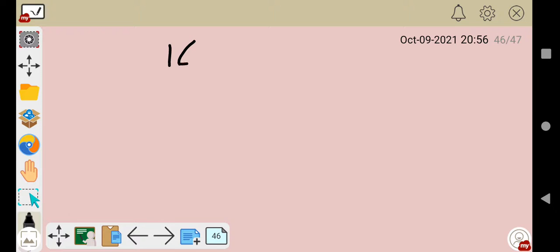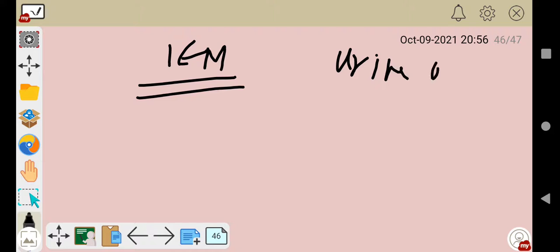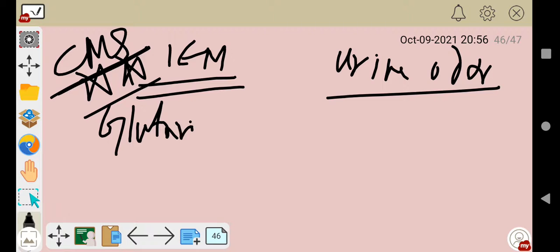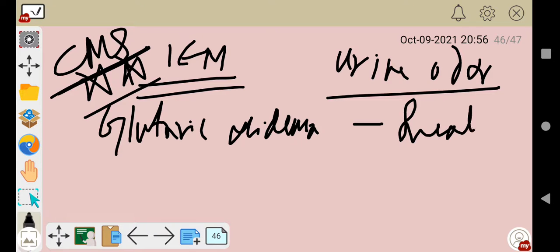Now a few inborn errors of metabolism with urine odors, guys. This particular slide is important for CMS because 3 times it has been asked from here. One is glutaric acidemia. Here, sweaty feet odor. Then Hawkinsinuria.